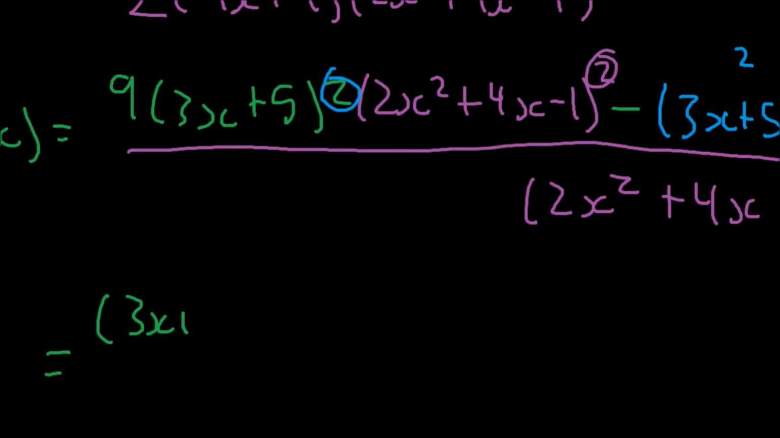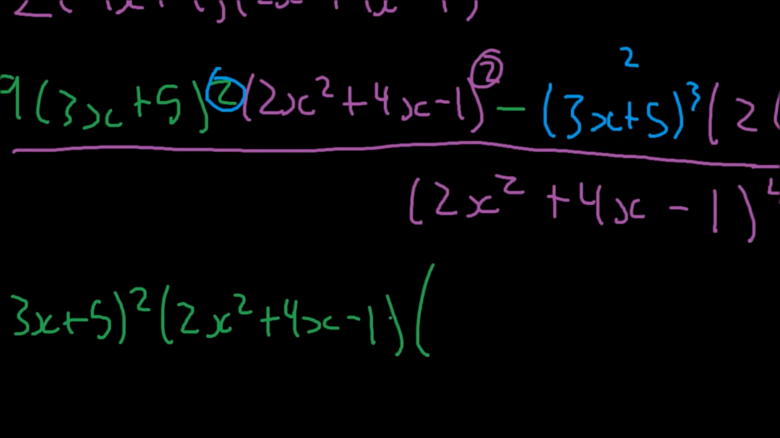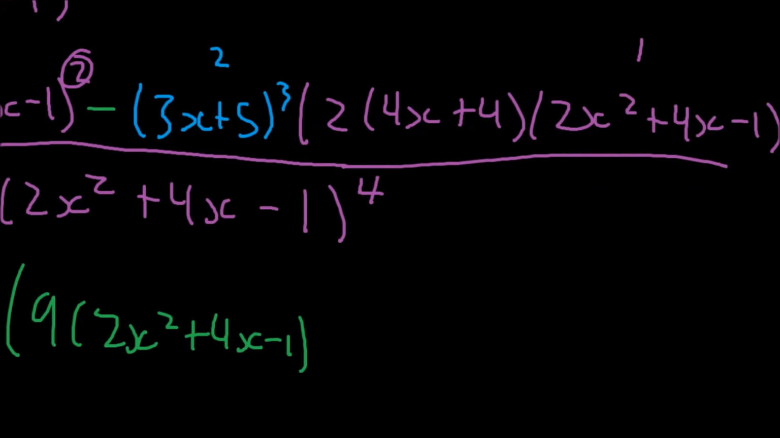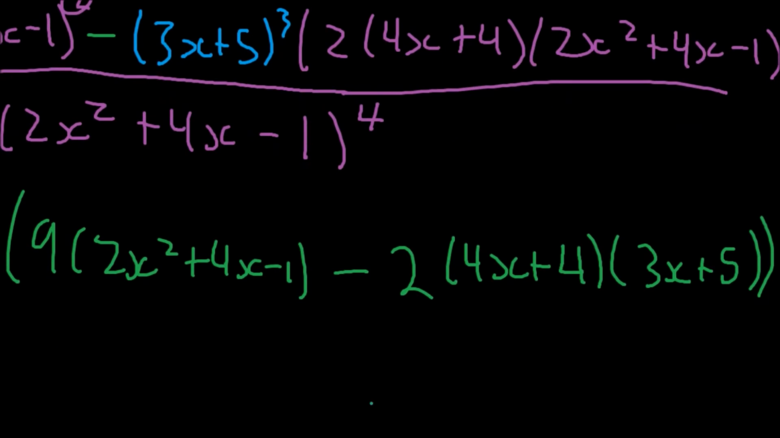So 3x plus 5 squared, 2x squared plus 4x minus 1. Then that leaves us with 9 by 2x squared plus 4x minus 1 minus 2 by 4x plus 4. And I almost forgot the little g there. 3x plus 5. We don't have to worry about powers because we factored out 2 of them.